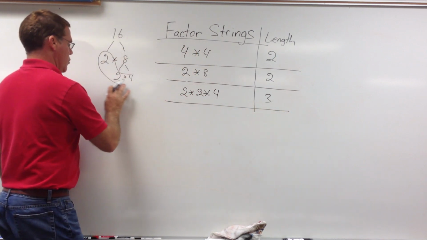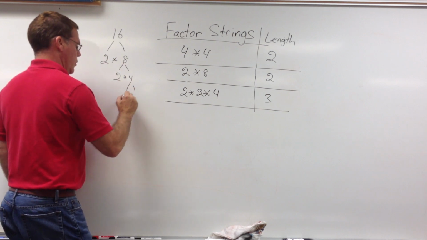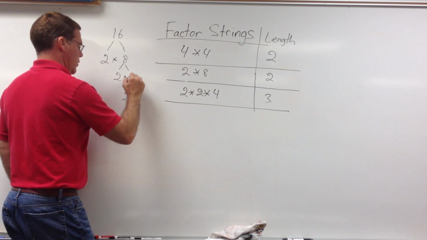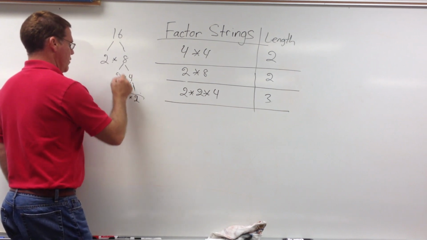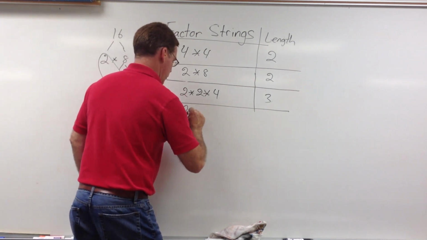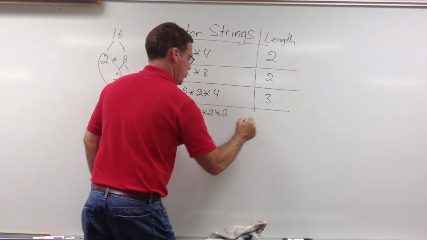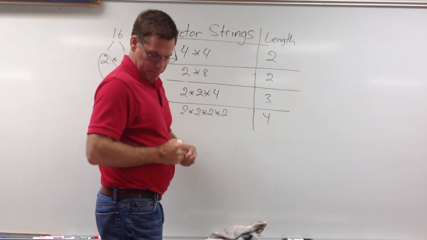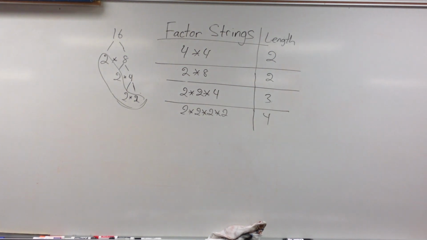And then I could just go ahead and use my same factor tree and continue with 2 times 2 is 4. So here I am down to prime factorization once again. So 2 times 2 times 2 times 2, that has a factor string length of 4.